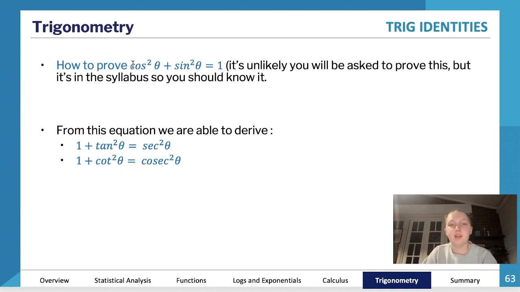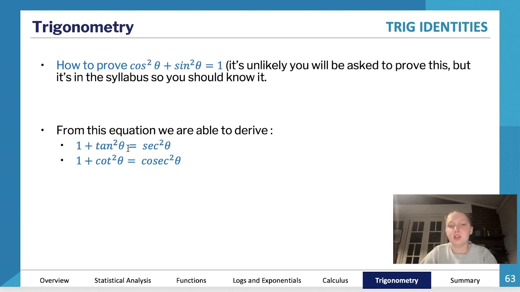So another super important thing to remember is that cos squared theta plus sine squared theta is equal to 1. This is on your formula sheet. It is unlikely that you'll actually get asked to prove it, but I guess it's in the scope of the syllabus for them to ask you to prove it, so you should know how to do it. Super uncommon, but if you have the time to learn the proof, it's a good thing to do.